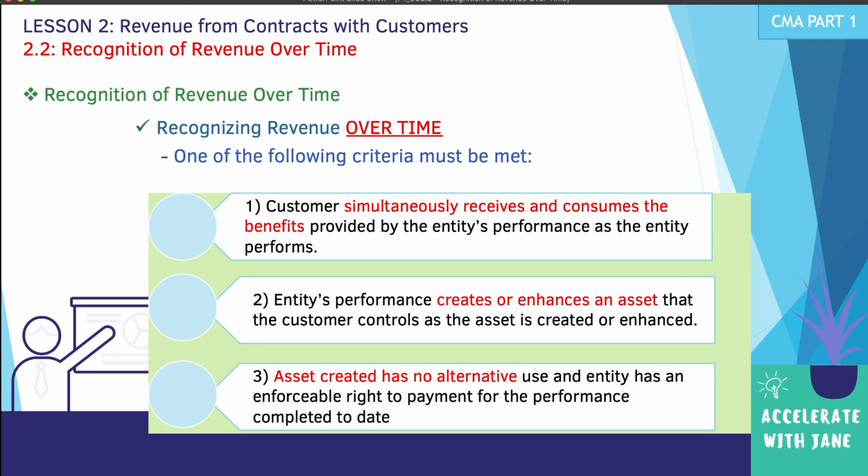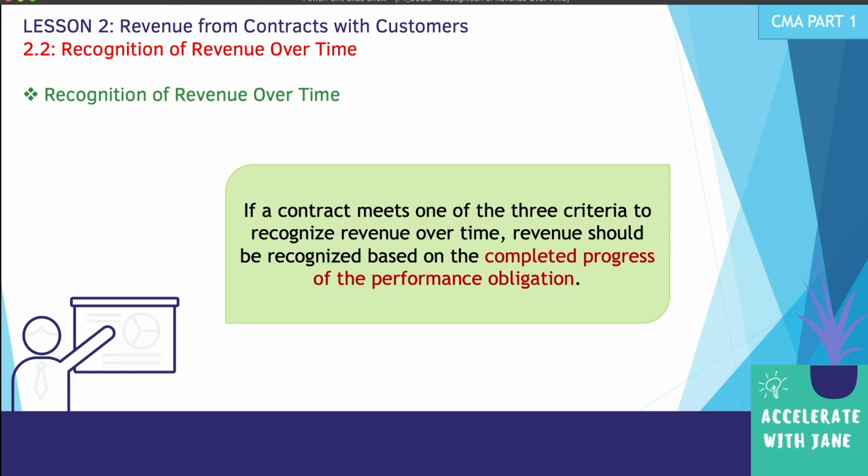Third, the asset created has no alternative use and the entity has an enforceable right to payment for the performance completed to date. An alternative use does not exist if the service provider is unable to readily direct an asset to another use. What do we mean by this? For example, there is no practical restriction preventing the use of a specific asset, or there is no alternative use for a specific asset. In here, revenue should be recognized over time. So if a contract meets one of the criteria to recognize revenue over time, revenue should be recognized based on the completed progress of the performance obligation. Take note, if at least one of the criteria is met, then revenue should be recognized over time, which is based on the completed progress of the obligation.